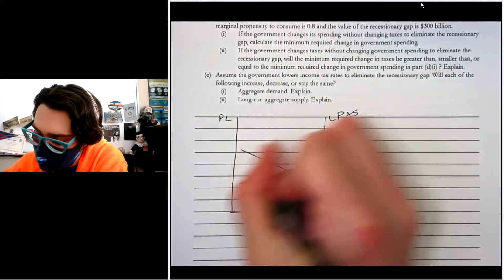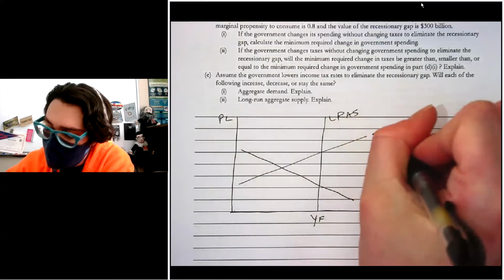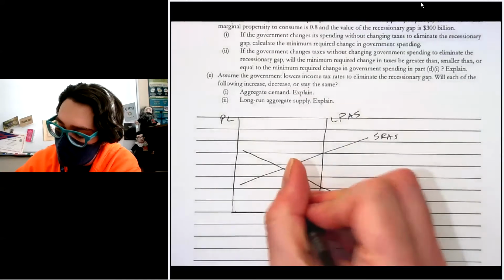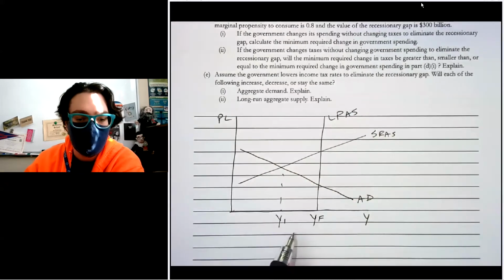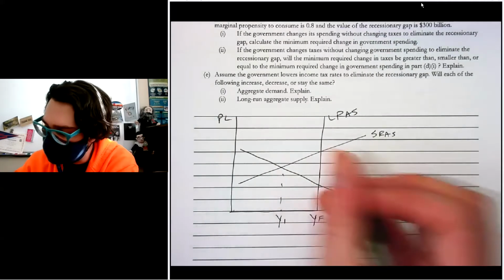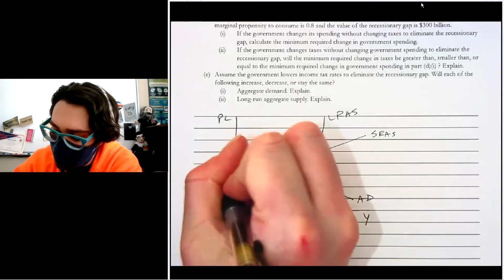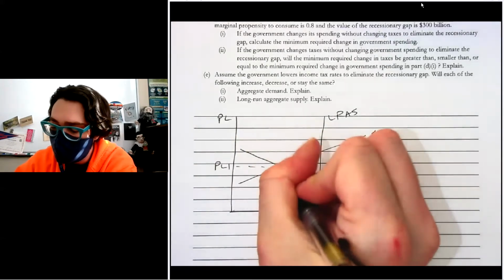So we're below, so our point is going to be to the left of full employment. It's going to be over here, because below full employment means literally you're below the current capacity of the economy. And we label PL1 as that dot.